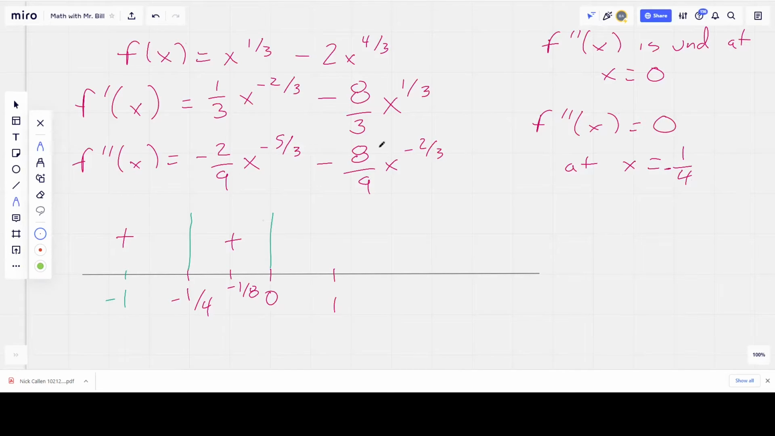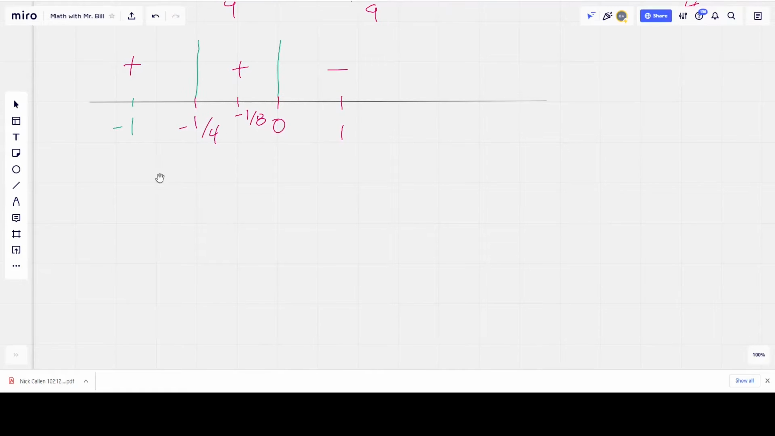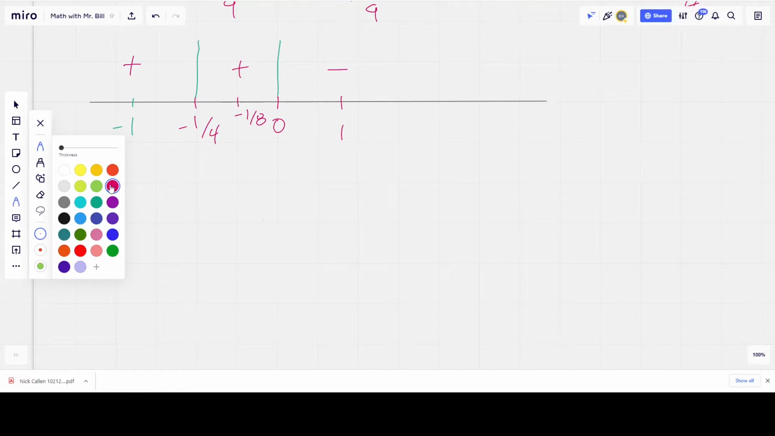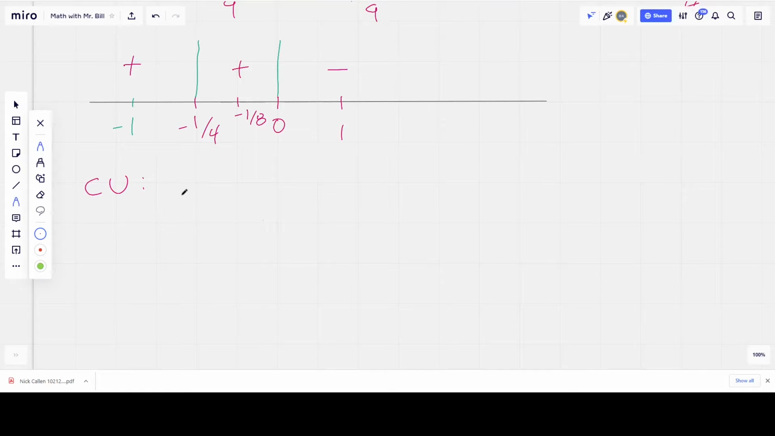If we plug in 1, those negatives don't go away. So it's minus 2/9, minus 8/9, and that gives us a negative number. So now we can come up with the intervals of concavity. We are concave up wherever the second derivative is positive. So that's going to be from negative infinity to negative 1/4, and then we'll union that with negative 1/4 to 0. We're concave down where the second derivative is negative. So that's just going to be from 0 to infinity.